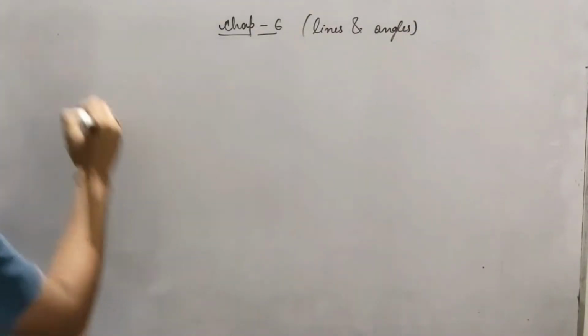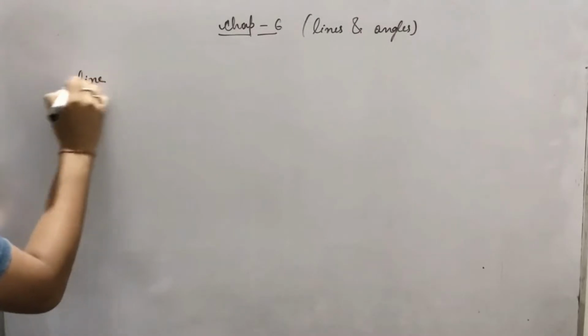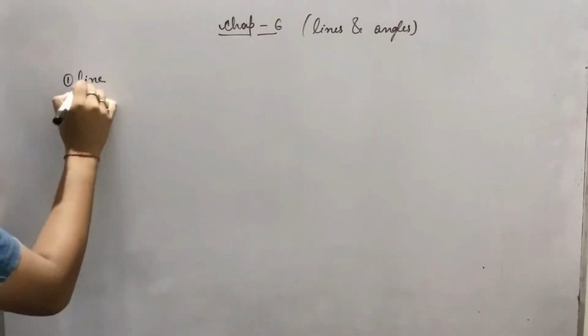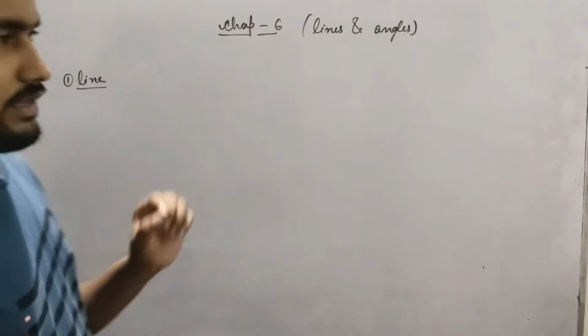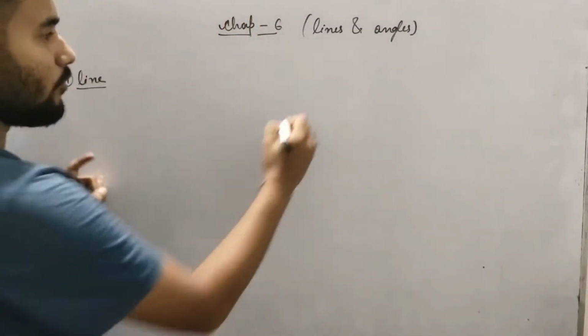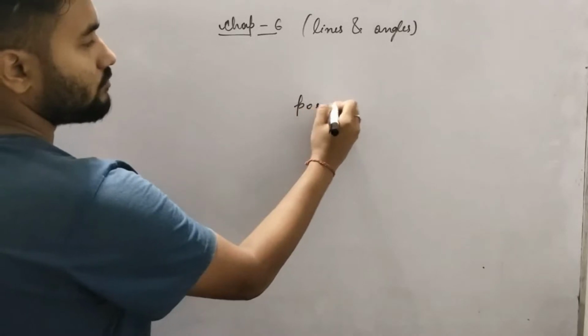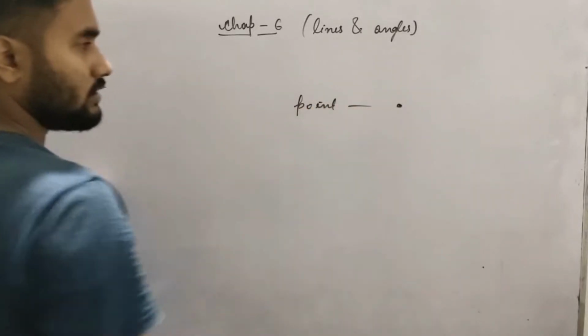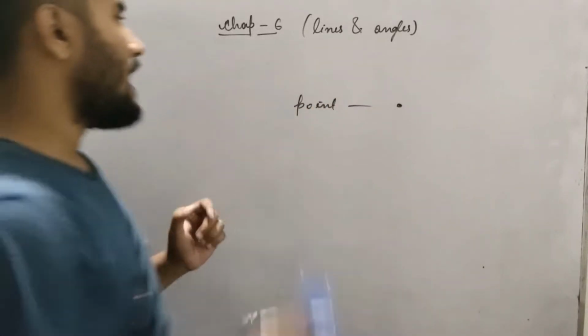What is a line? In a line, there will be two end points. Do you understand what a point is? This dot is our point. Okay. So what will a line have?